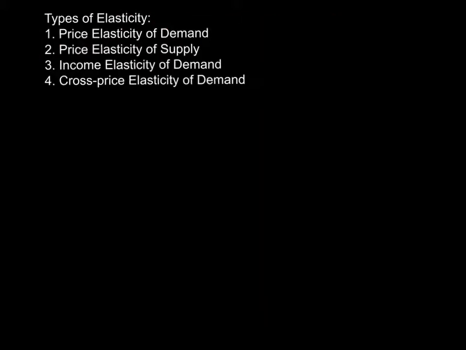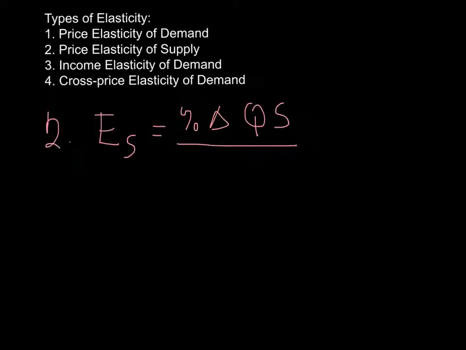Now looking at the other types of elasticity, starting with price elasticity of supply. We'll call that ES. And we want the percent change in the effect variable on top. That's now going to be quantity supplied instead of quantity demanded, as it was in number 1. And on the bottom we'll have the cause variable, which again is going to be the price of that good.